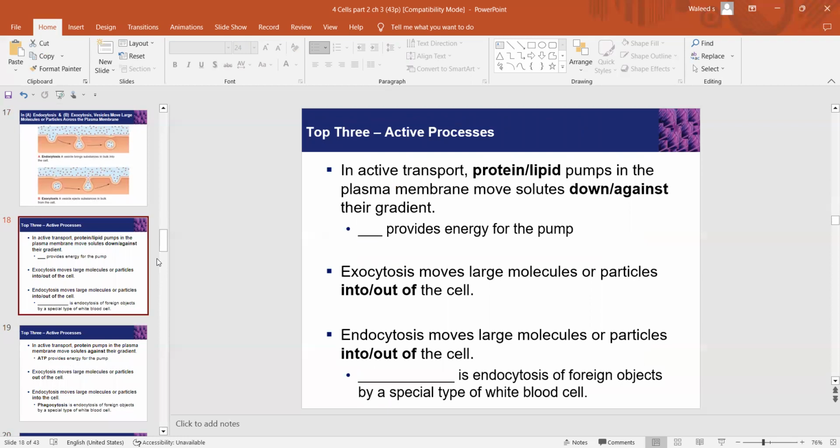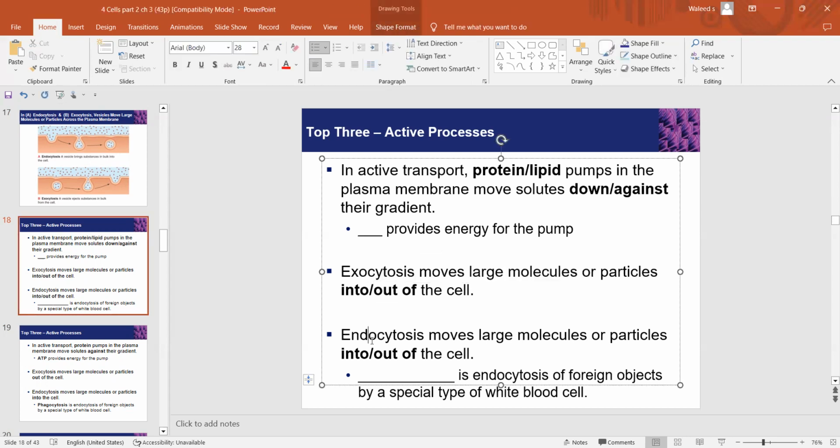And here it is. In active transport, is it a protein or lipid pump? We just mentioned it. It's the protein. And you move against, otherwise it will not be active. What provides energy to the cells? ATP, obviously. Exocytosis, is that in or out? It's exo, out. How about endo? Endo, into.